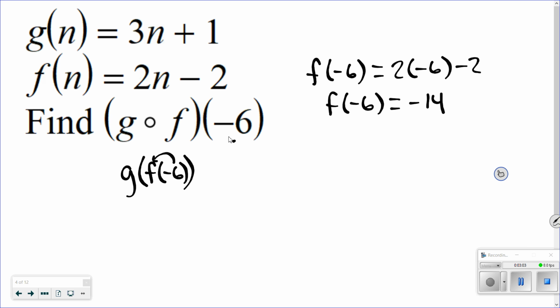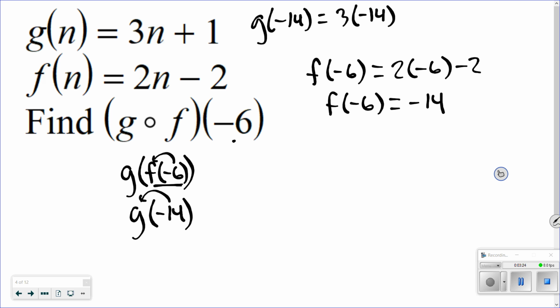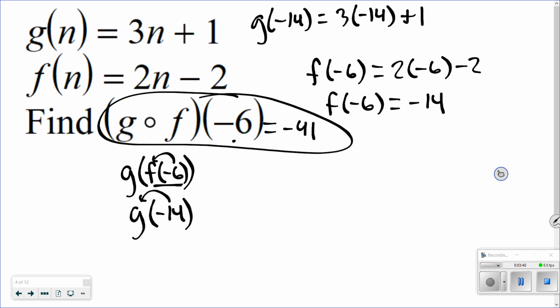Okay, so now I come down to here. I'm going to go g of, and that part I know was -14. Now I've got to take -14 and plug it into g. So let's go back up here and plug -14 in. So 3 times -14 plus 1, and we work that out. 3 times -14, you can use a calculator, but I think it's -42. -42 plus 1 is -41. So my final answer for g of f of -6 comes out to be -41. There's my answer right there.